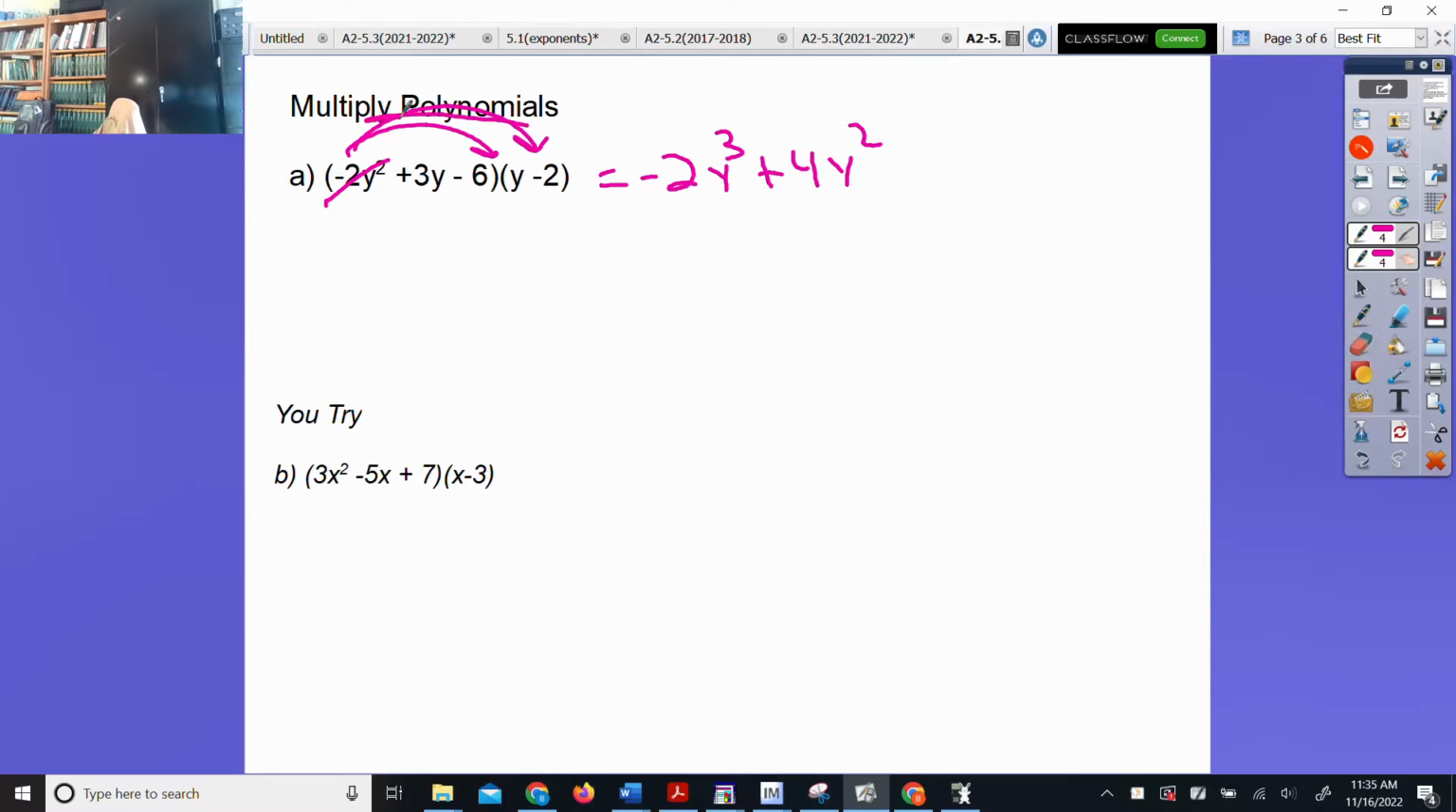Before I actually finish this problem, there's something I want to talk about. You are taking something with 3 pieces and multiplying it by something with 2 pieces. How many pieces do you expect to have?